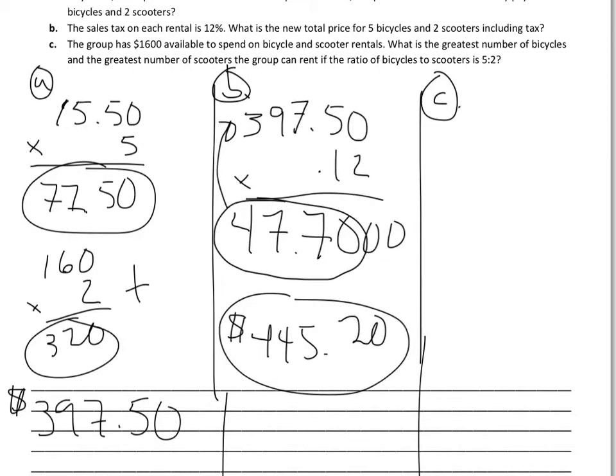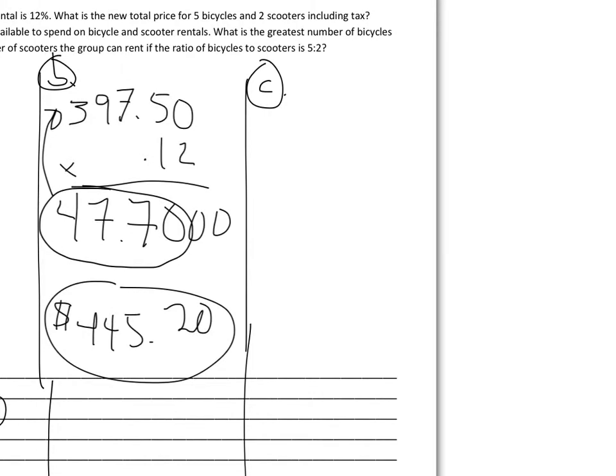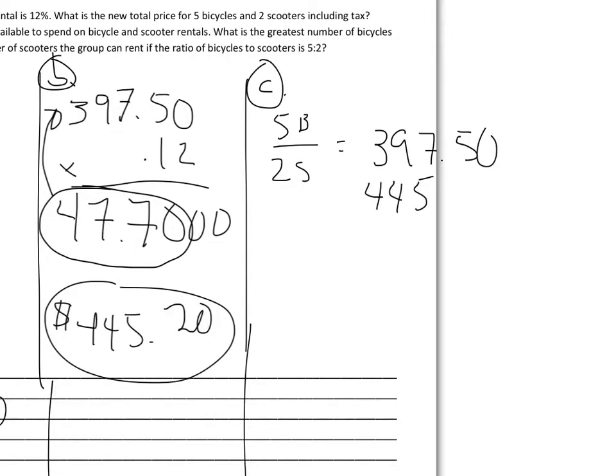Part C. All right, this is the tricky one. The group has $1,600 available to spend on bike and scooter rentals. They have to keep the ratio of 5 to 2. So in this last part, I know that if they have 5 bikes and 2 scooters, they'll pay $397.50. But I have to include the tax too, so I know that that's $445.20.